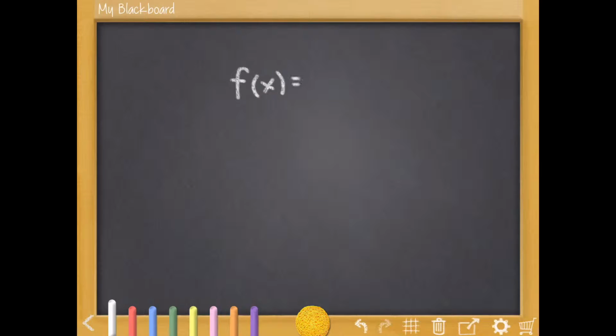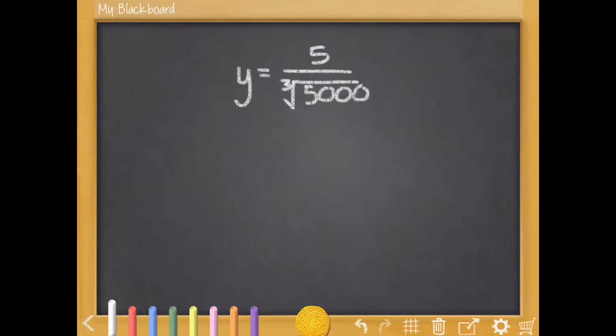Another example for the constant rule: if f of x is equal to the fifth root of 556, then the derivative of the given is equal to 0 since it is a constant. If f of x is equal to 5 over the cube root of 5,000, then its derivative is also 0.